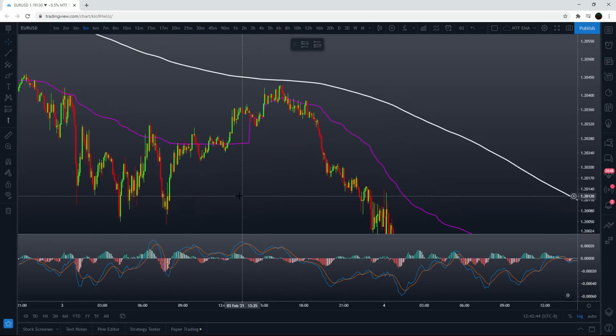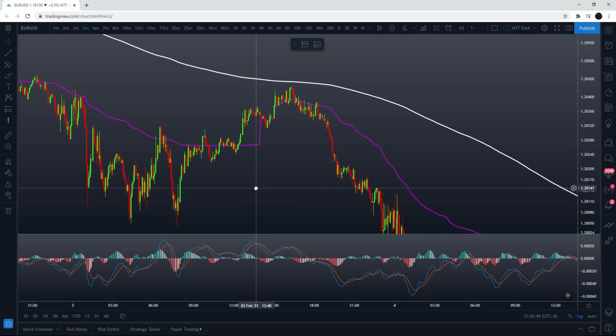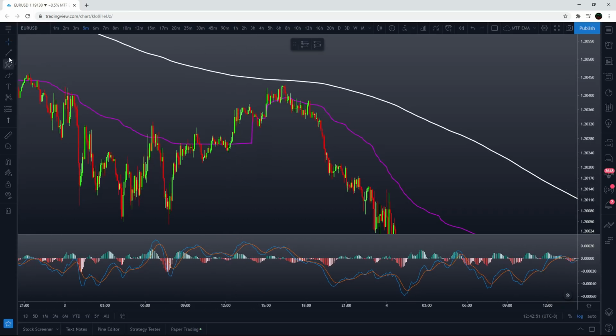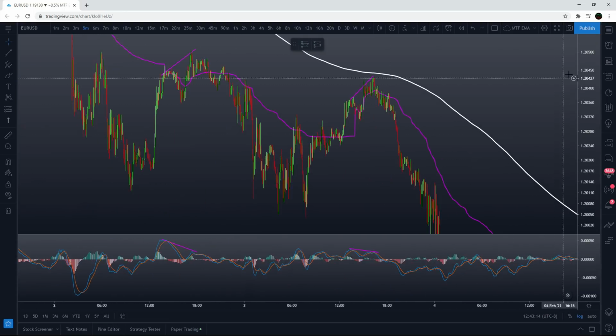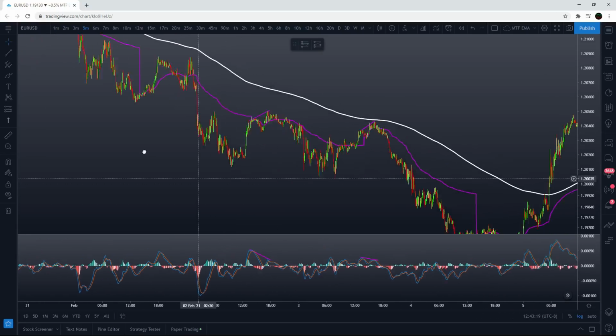So, we get pullbacks multiple times into and above the VWAP line, and you could just make sure that you are spotting a good divergence. So here, you wouldn't enter because you obviously don't get a good divergence on any of these. But when you look over here, we do get that divergence. So we get a higher high, but at the same time, we get a lower high on the MACD and the histogram.